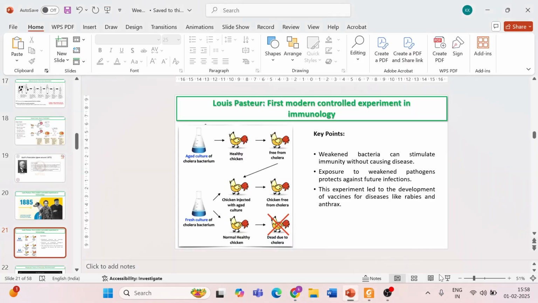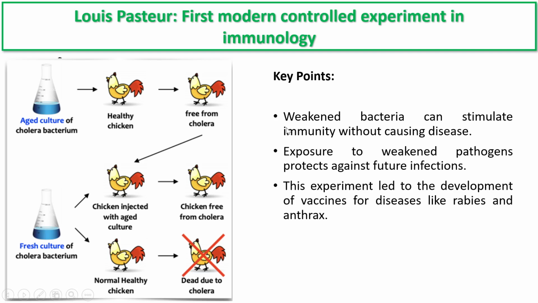Okay, so see what's happening here. This weakened bacteria can stimulate immunity without causing disease. Like, this is the cholera bacteria culture. It is supposed to cause the disease, but this is a very old culture. It was kept for quite a long time. He went on a vacation while keeping his culture outside. So when he returned from his vacation, this culture was very old.